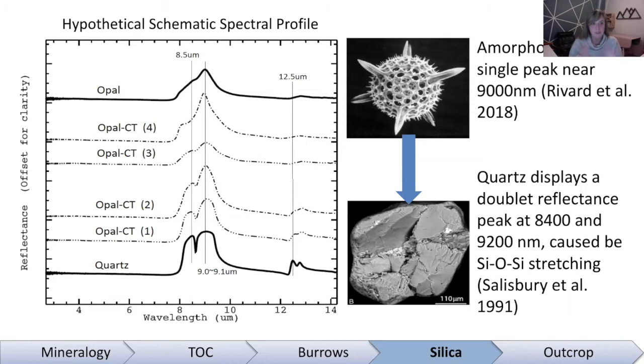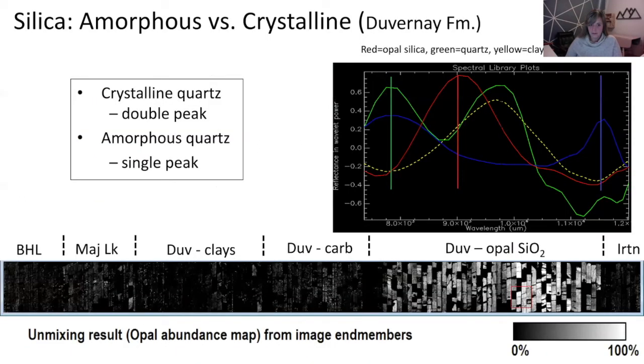This hasn't completely been verified, so that's why I have hypothetical up here. This is just from preliminary work that we've done, but extremely promising in terms of definitely being able to detect whether you have amorphous silica or whether you have a crystalline quartz. And in this case, in the Duvernay, we definitely see that there is quite a lot of amorphous quartz in the upper Duvernay.